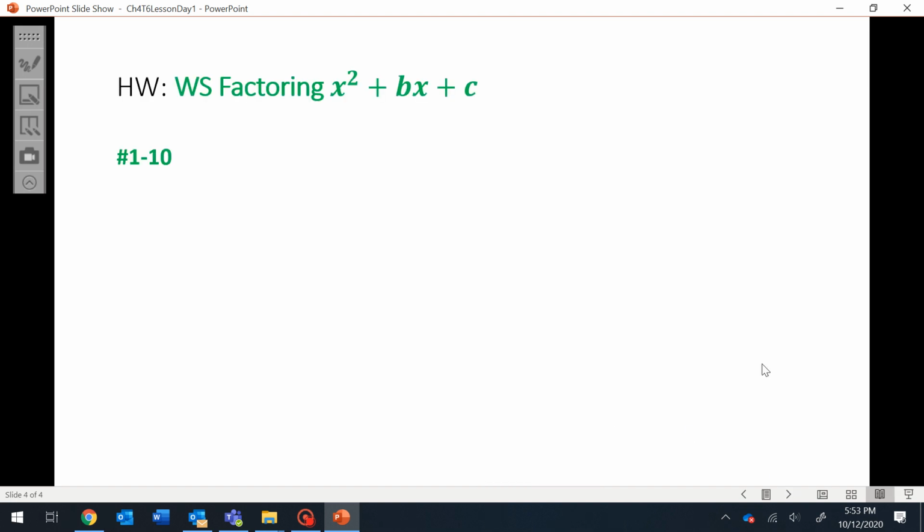So we're going to do the first 10 problems of the factoring worksheet.